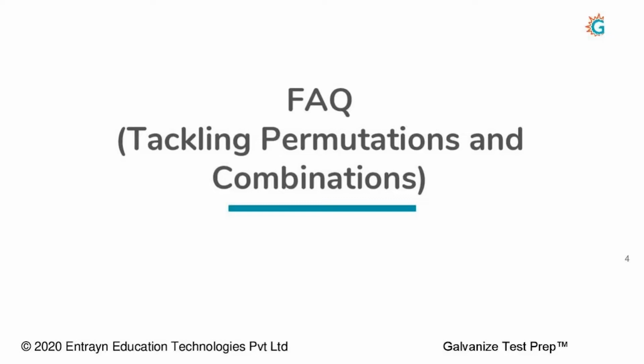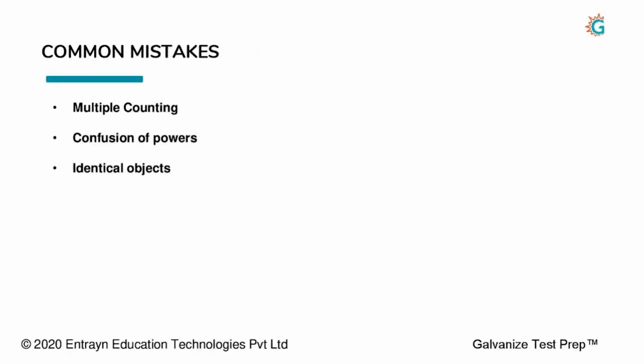Now, before we move into the real problem solving, I want you to briefly understand the common mistakes that students make regarding permutations and combinations. At Galvanize, we categorize the very common mistakes into 3 parts. One is multiple counting. The other is confusion of powers. The third one is identical objects.